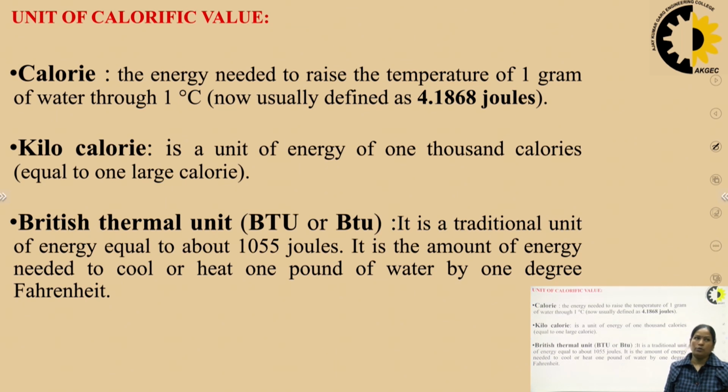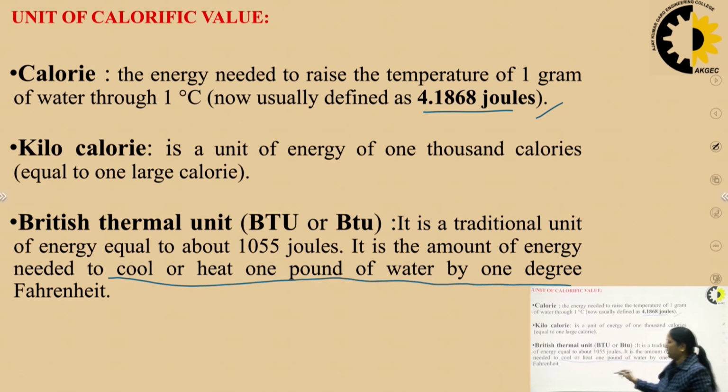There are some general units of calorific value in which we calculate. First one is calorie, a very common unit. The energy needed to raise the temperature of 1 gram of water by 1 degree centigrade is known as a calorie. And we all know that 1 calorie is 4.2 joule. Another unit is kilocalorie. It is a unit of energy equal to 1000 calories. Next is British thermal unit. It is a traditional unit of energy equal to about 1055 joule. It is the amount of energy needed to cool or heat 1 pound of water by 1 degree Fahrenheit.